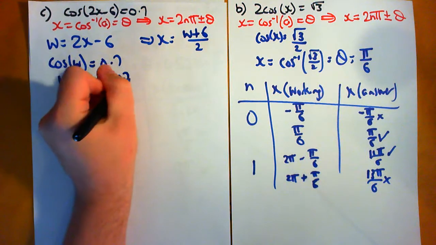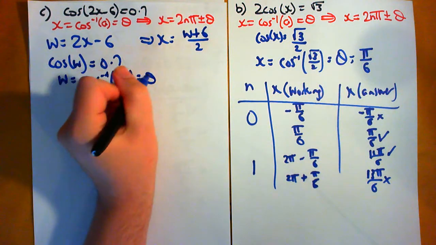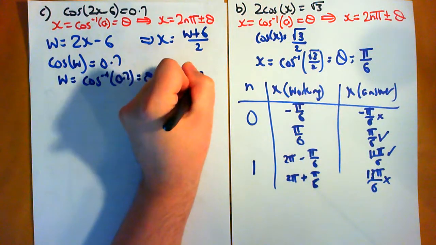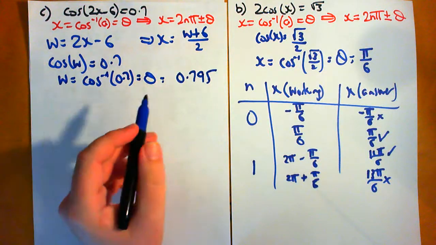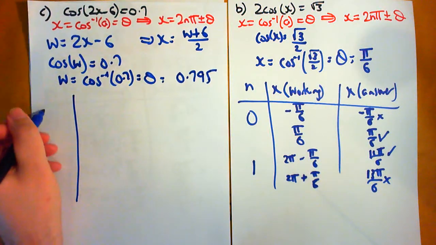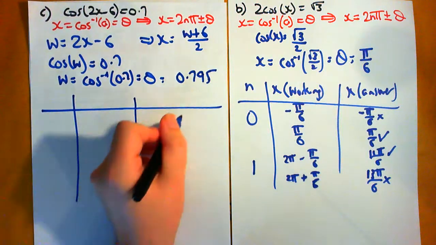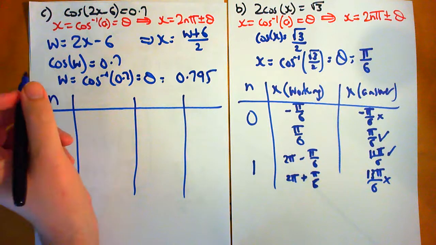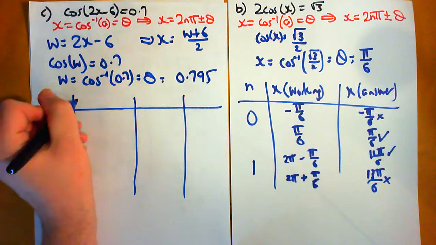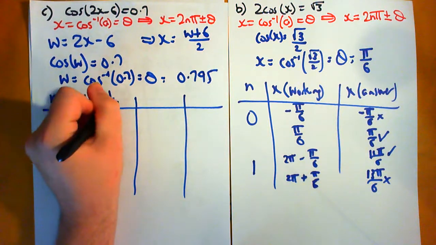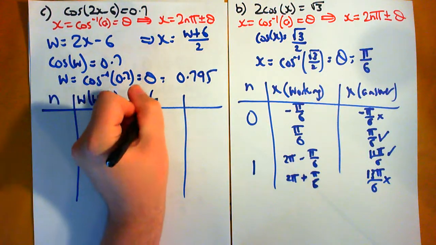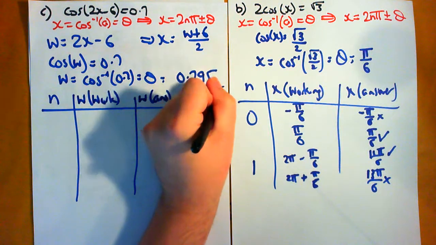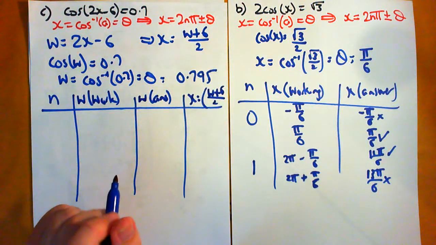Okay, so far we've got cosine of w equals 0.7, and therefore w equals, if we take inverse cosine of that, cos inverse of 0.7. Calculating that will give us our theta, which turns out to be 0.795. Okay, so we'll create our table. Because we've got a w here, we need 4 columns. So we've got a column for n, we've got a column for w with working, we've got a column for w, which is the answer, and x, which is going to be w plus 6 divided by 2.